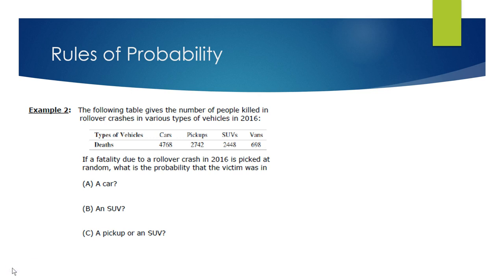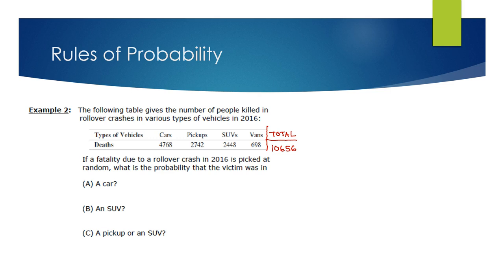Okay, so when you're dealing with probabilities, you first have to make sure you have each outcome. You're looking at these rollover crashes. They're all rollover crashes, and you have the number of deaths in each type of vehicle. So what you want to do is first figure out what your sample space is. How many different individuals are in this? There are 10,656 different rollover crashes in this study.